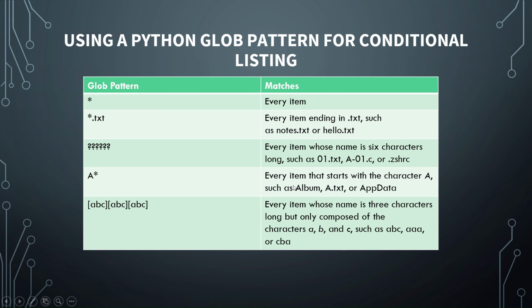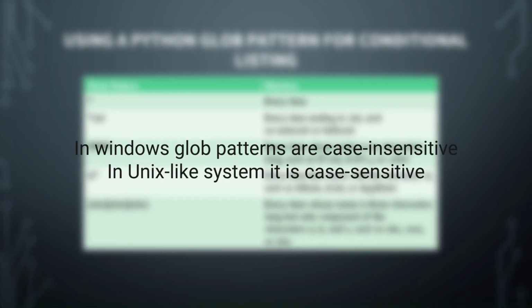If you're using this type of statement, like A, B, and C all enclosed in square brackets, then it returns every item whose name is three characters long but only composed of characters like A, B, and C, such as ABC, ACB. The permutation actually does not matter over here. Also, one more thing that I actually face most of the time is that in Windows the paths are case insensitive, while in Unix systems like Linux or Mac OS, the paths are case sensitive, so you need to take care of that.